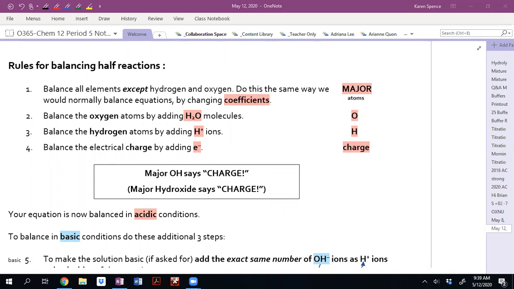All right, let's see. So half reaction, there's a series of steps that you're going to do. You are going to balance all the elements except hydrogen and oxygen. We're going to leave hydrogen and oxygen for later. And we do this in the way that we normally do to balance an equation, and that is by changing the coefficients.